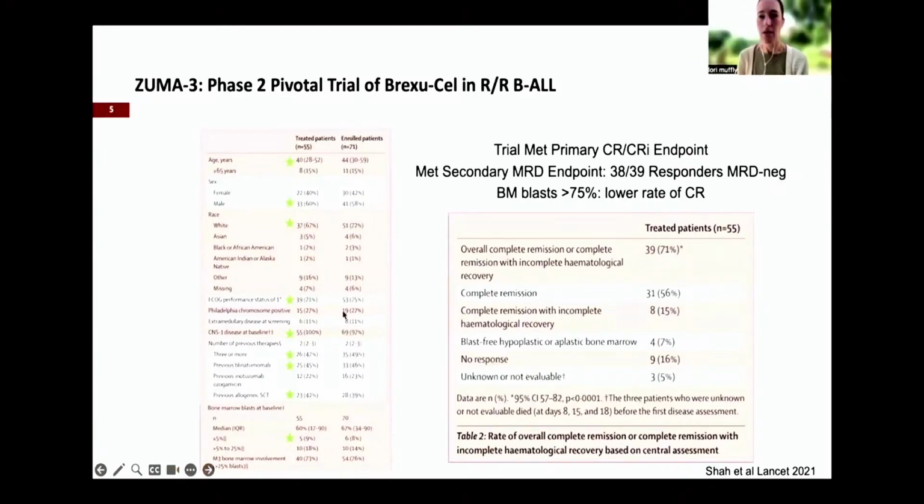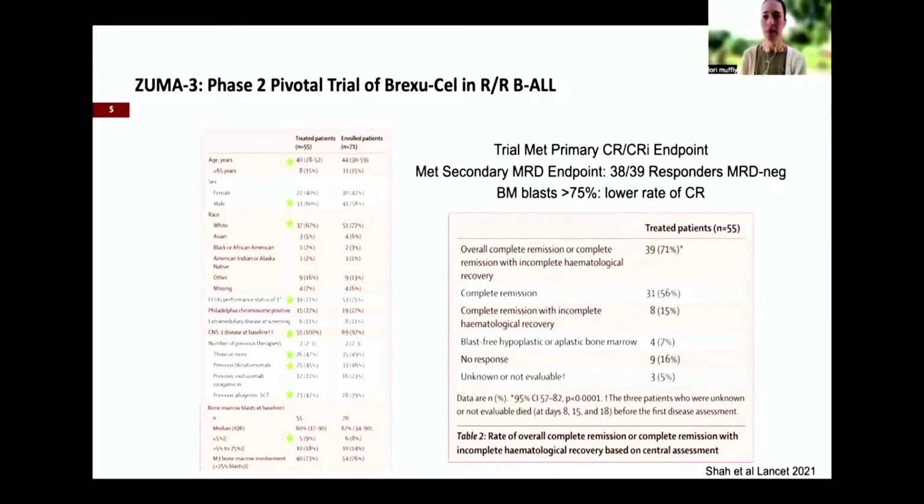The Brexucel ZUMA-3 met its primary CR/CRI endpoint, as well as its secondary MRD endpoint. And so you can see here that the overall complete response or complete remission with incomplete hematologic recovery was 71%. The MRD clearance, 38 out of 39 CR/CRI patients were MRD negative by flow cytometry. And one of the important features was that patients who had a bone marrow blast percent of over 75% had a lower rate of complete response.